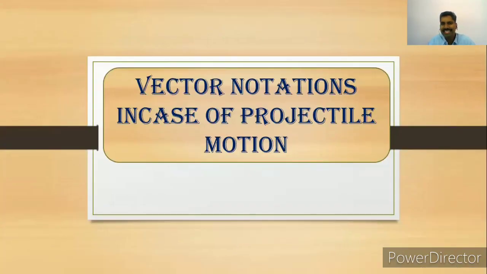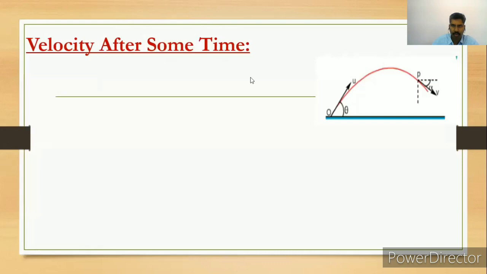Hello everyone. I would like to discuss vector notations in the case of projectile motion. In this first case, we will see, whenever a body is projected with an initial velocity u at an angle theta with the horizontal, this initial velocity is resolved into two components. Horizontally we can write u cos theta, vertically u sin theta.